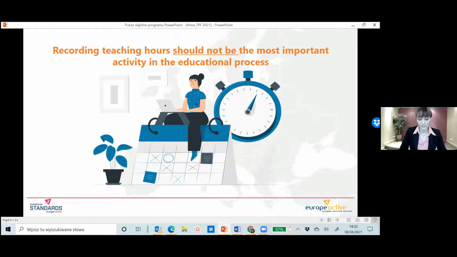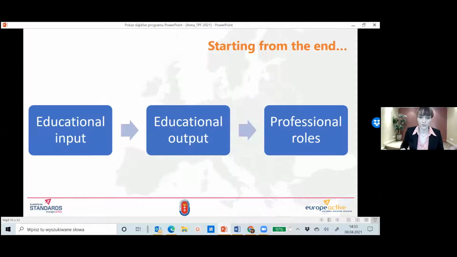group fitness instructors. So I'm very happy that the situation cannot happen again, because our system has changed completely. But this is an example that recording teaching hours should not be the most important activity in the educational process. Therefore, in our qualifications in EuropeActive, we are trying to give you only the general recommendation of the minimum number of recommended learning hours, and we are trying to be more focused on the output of education.